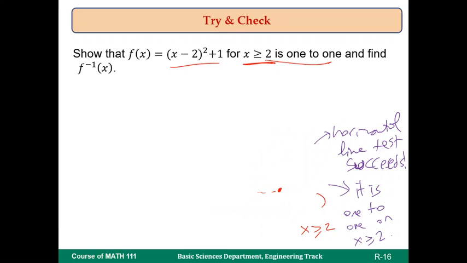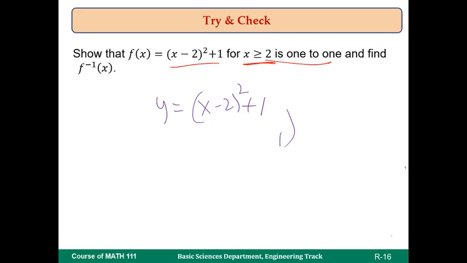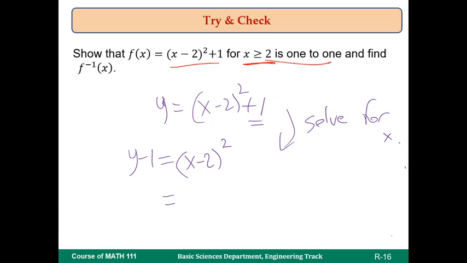The procedure for the inverse is the same as before. We write y equal to (x minus 2) squared plus 1, and then solve for x. So how can you do it? By the way, you can send the 1 to the other side. You have y minus 1 equal to (x minus 2) squared, and then take the square root here. From the square root, you get 2 roots, right?